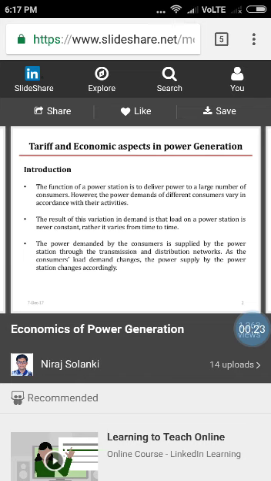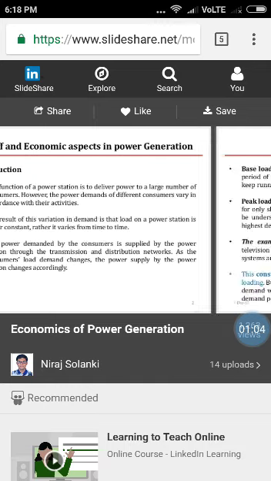Introduction. The function of a power station is to deliver power to a large number of consumers. However, the power demands of different consumers vary in accordance with their activities. The result of this variation in demand is that the load on a power station is never constant; rather, it varies from time to time. The power demanded by the consumers is supplied by the power station through the transmission and distribution networks. As the consumers' load demand changes, the power supply by the power station changes accordingly.